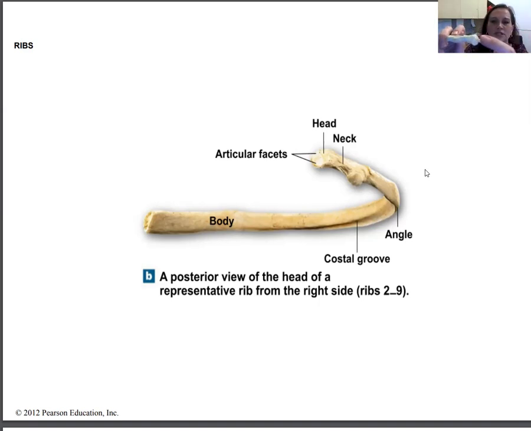So again, this is your rib. These flat surfaces here are your articular facets. This entire structure that I'm touching right here is the head of the rib. This area right here between these two bumps is the neck of the rib. All of this is going to be the body of the rib. Where you see it make its turn, this area is the angle. And then underneath, there's a groove right here. That groove is your costal groove.